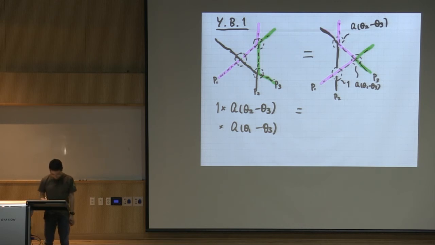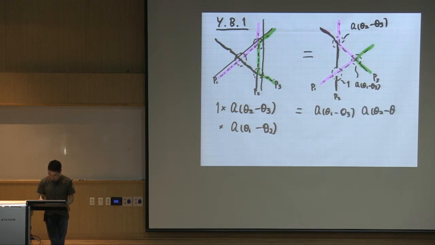Actually, I did something wrong on the left-hand side. The second factor is not theta 1 minus theta 3, it's actually theta 1 minus theta 2, because if you follow the trajectory of the particle, here I have a scattering between P1 and P2. So this part is correct. But as somebody said, there is yet another scattering on the right-hand side.